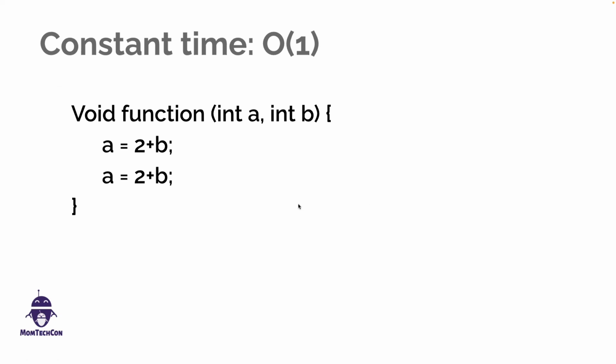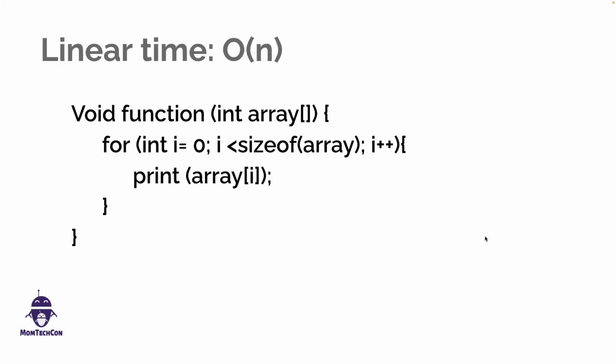And now in this example, we just added a new instruction. Same as before. Even though we have two instructions, the runtime will not change depending on A and B inputs. So this function is still constant in time.